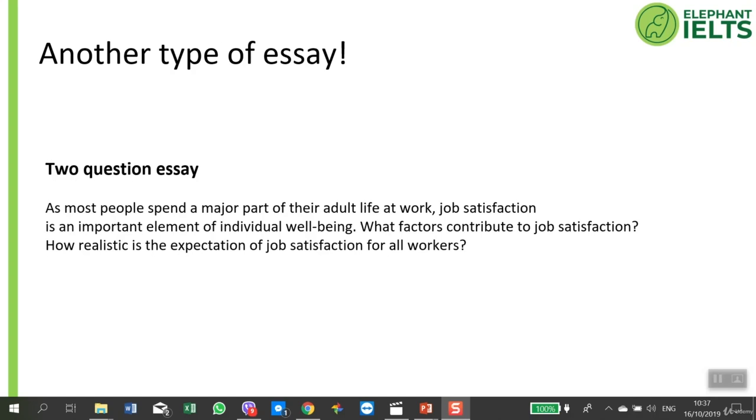As most people spend a major part of their adult life at work, job satisfaction is an important element of well-being. What factors contribute to job satisfaction? How realistic is the expectation of job satisfaction for all workers? So you can see that there are two separate questions. What factors contribute to job satisfaction and how realistic is this? So we look at the structure for a 2-question essay.